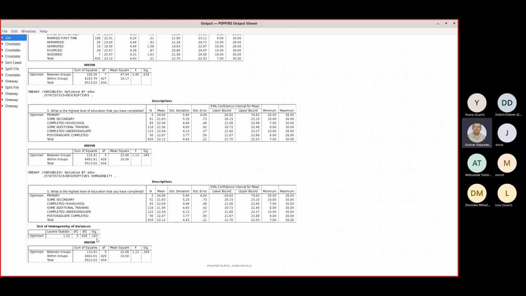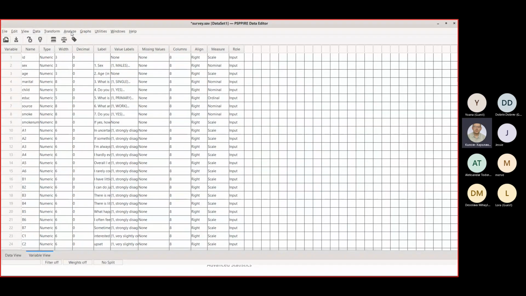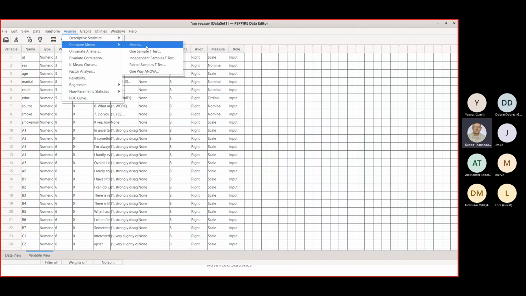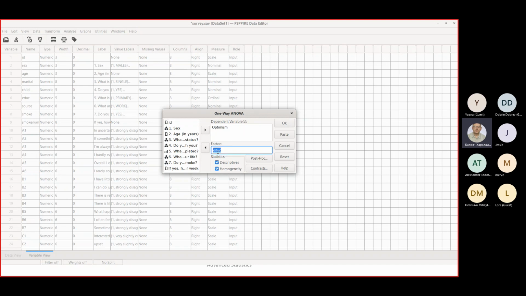But again, I made a mistake because I didn't change the independent variable, and the dependent variable again is education. So I will repeat this analysis again. Compare means, one way, and we'll move education to the left, and we'll move marital status into the field factor.